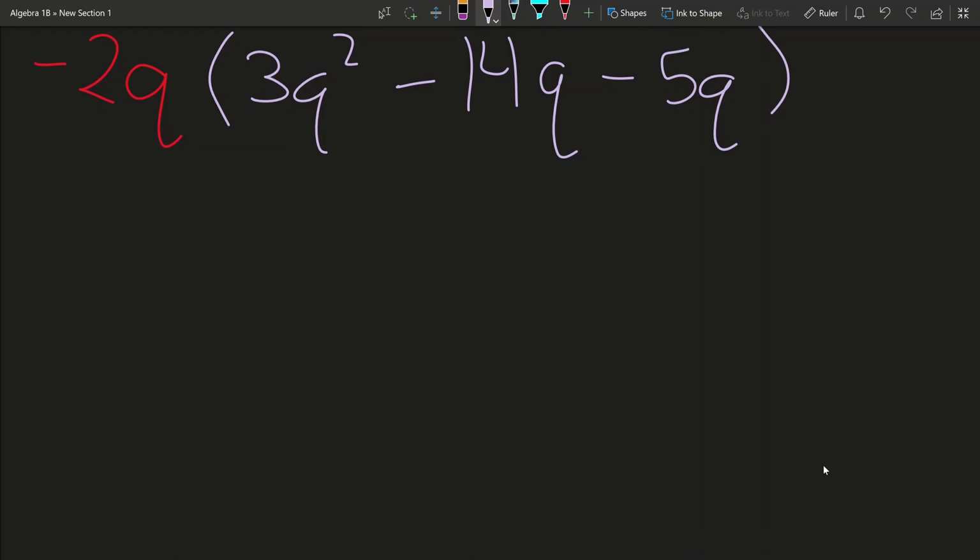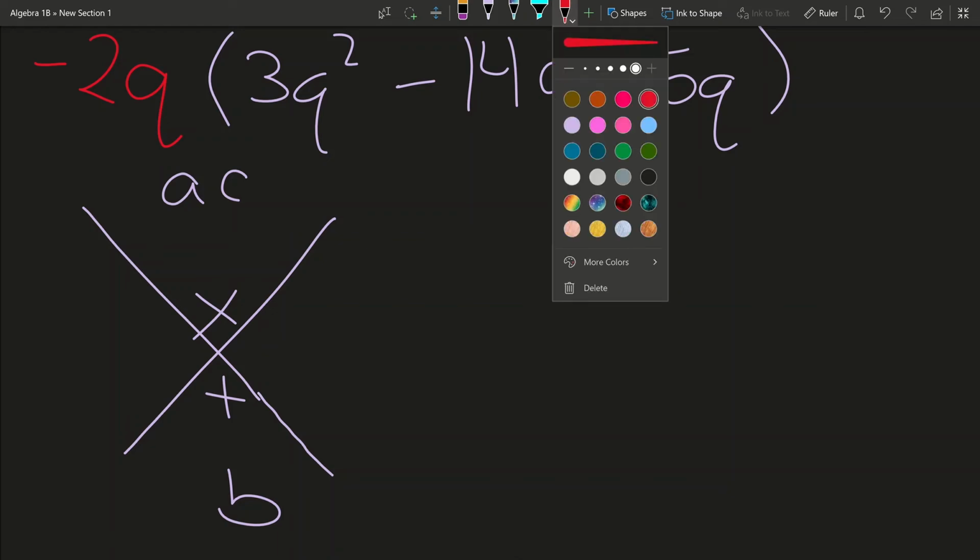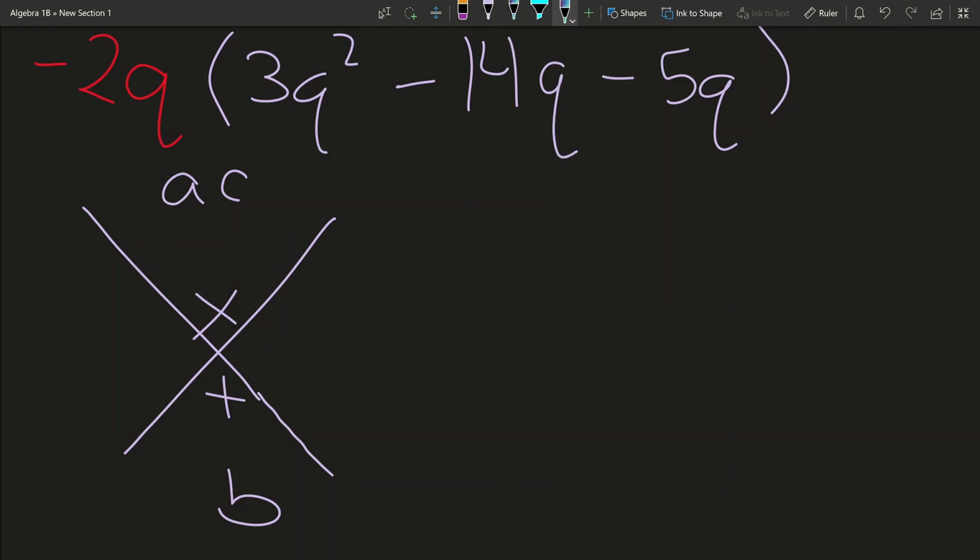Now we can use our X box method. Let's make this a little longer. So remember, a times c on the top, b on the bottom. We need to multiply and add. So from here, let's see. What is a times c? 3 times negative 5, which is negative 15. Our b is negative 14.